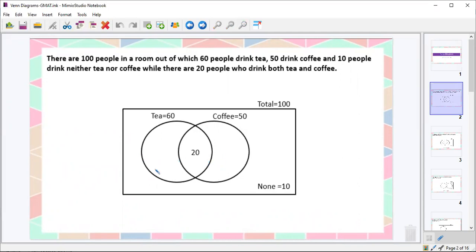So how am I going to do this? Let's say out of these 100 people, there are 60 people who drink tea, and there are 50 who say they drink coffee. And there are 10 people who drink neither tea nor coffee.